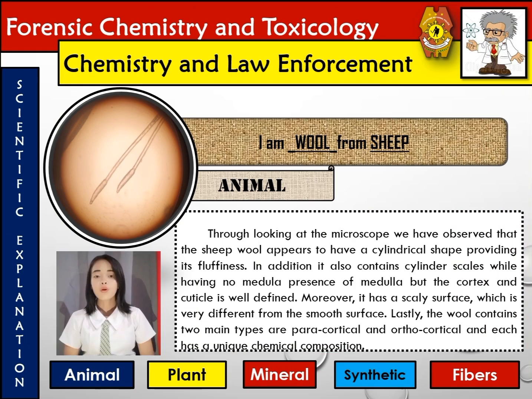Sheep's hair. Looking at the microscope, we have observed that the sheep wool appears to have a cylindrical shape, providing its fluffiness. In addition, it also contains cylindrical scales while having no presence of medulla, but the cortex and cuticle are well defined. Moreover, it has a scaly surface which is very different from a smooth surface. Lastly, the wool contains two main types, paracortical and orthocortical, and each has a unique chemical composition.